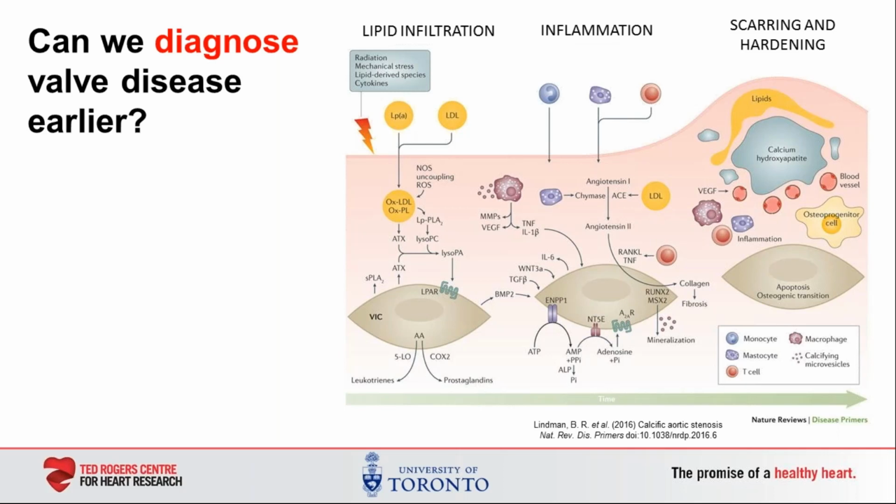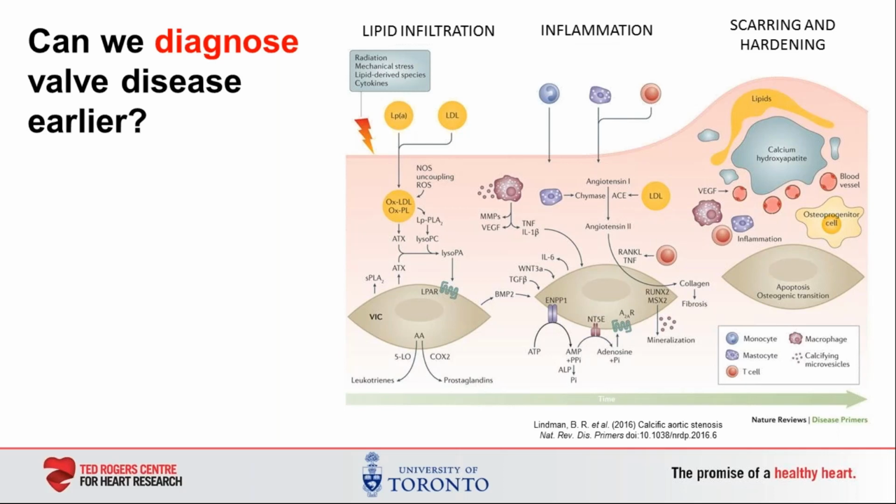Related to that, and on this slide now, is can we diagnose valve disease earlier? There's some thought that perhaps once the valve gets to the scarred and hardened stage, it may be too late to intervene, and maybe a drug will not be effective at that stage because the valve is already severely dysfunctional and disrupted, and the matrix, the tissue that makes up the valve, is sort of past the point of no return. That may not be the case.